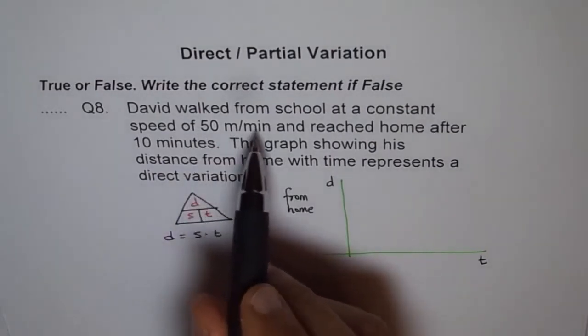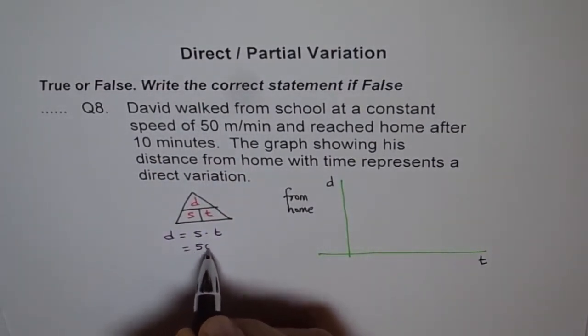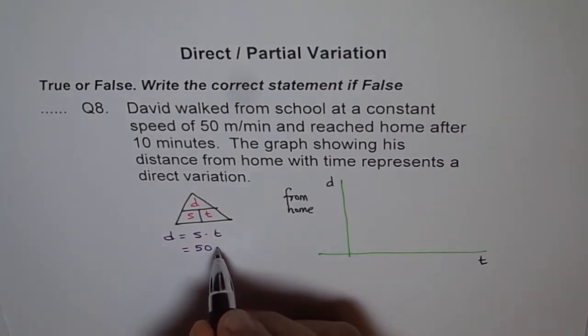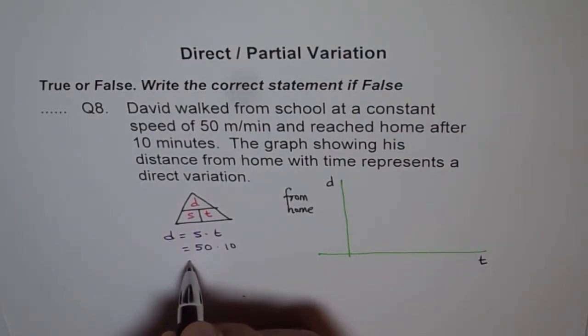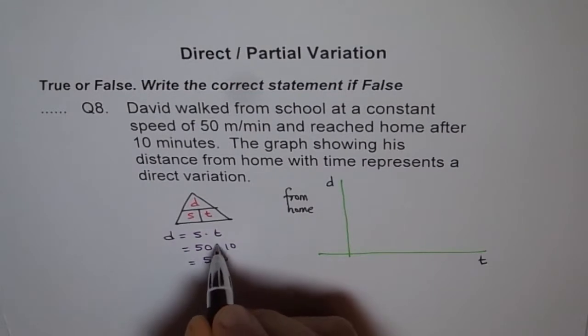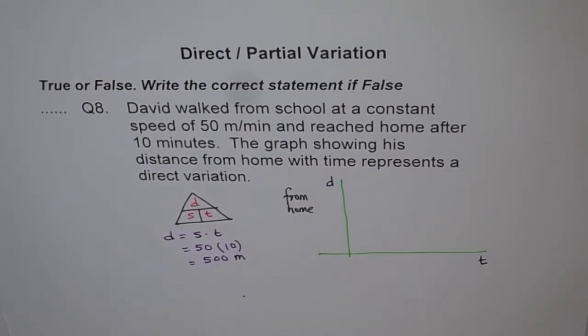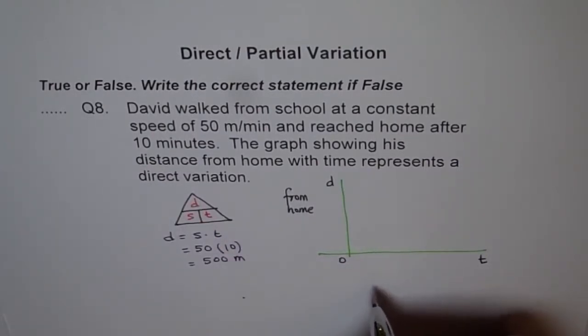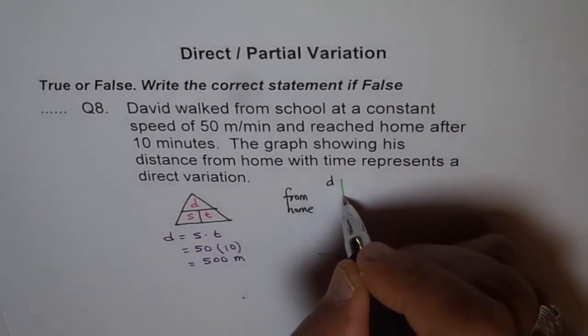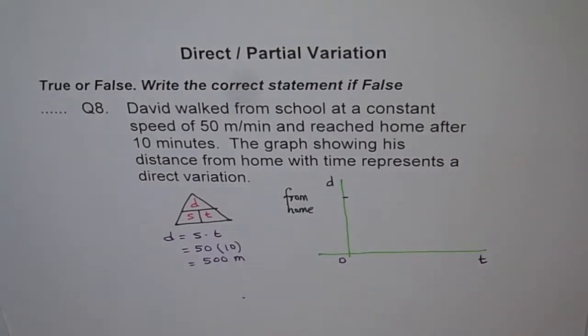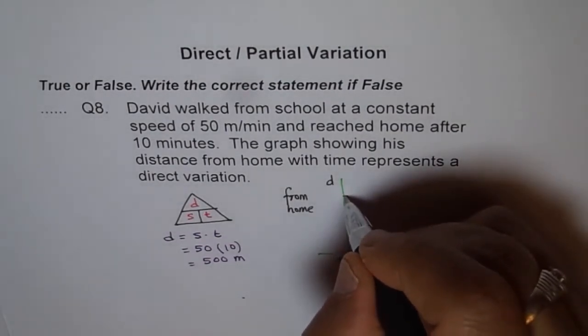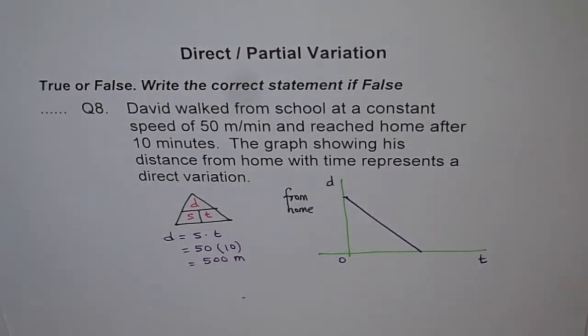Now speed is 50 meters per minute. So we write speed is 50 and time is 10 minutes, times 10, right? So 50 times 10 is 500. Let me put brackets here. 500 meters. Okay. So the school is 500 meters from home. So when David started from school, how far was he from home? He was 500 meters away. And when he reached home, then the distance became 0. Kind of like this. Do you see that?